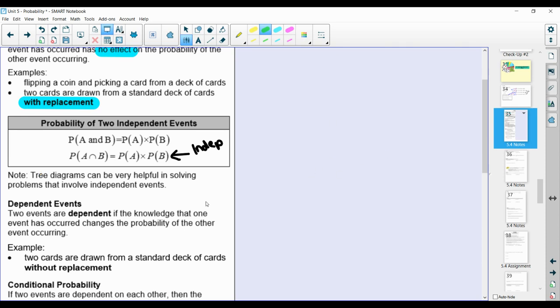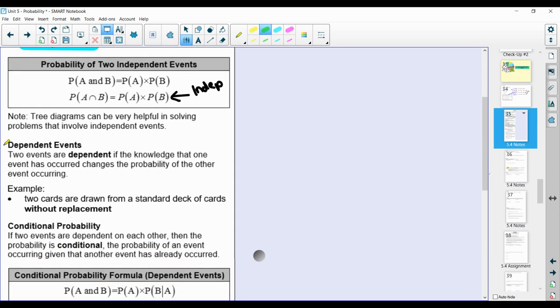All right, so for dependent events, events are said to be dependent if the knowledge that one event has occurred changes the probability of the other event. The most common one that we look at is having 2 cards pulled from a standard deck of cards and we don't replace. In other words, I pull the card out of the deck, I take a look at it, and I keep it out of the deck before I pull my next one. In doing so, I'm changing the number of cards in the deck, so the outcome of one event has a direct impact on the outcome of the other event.